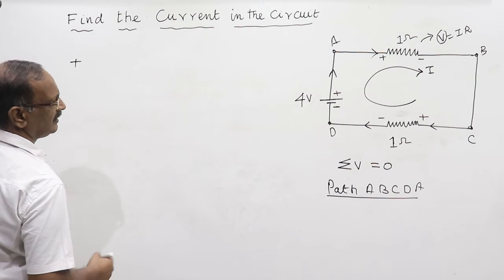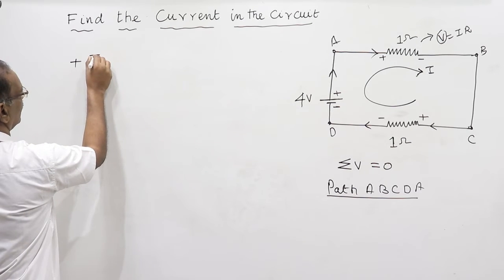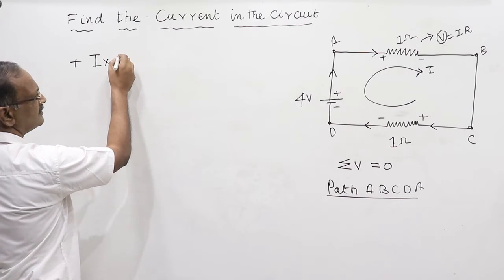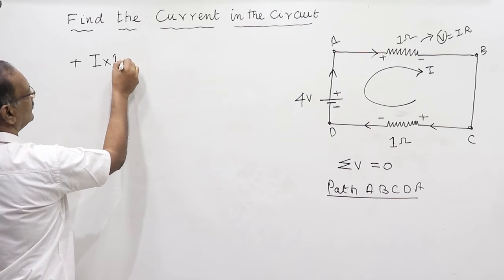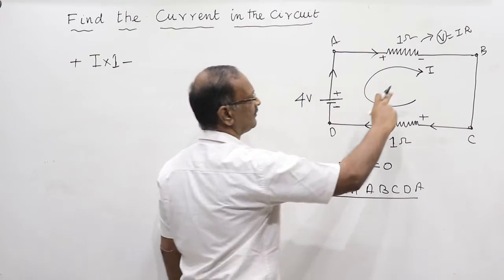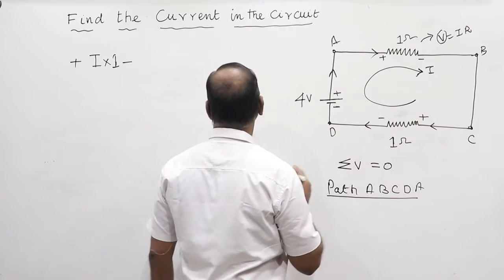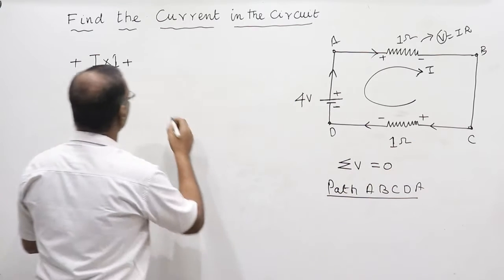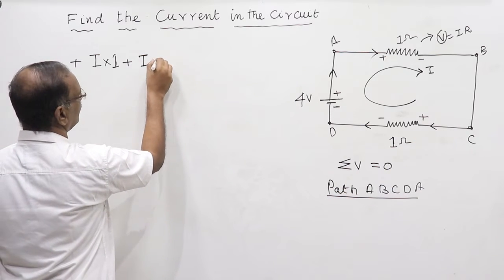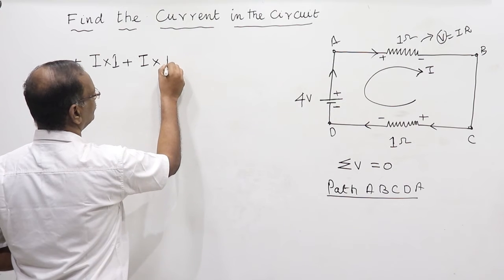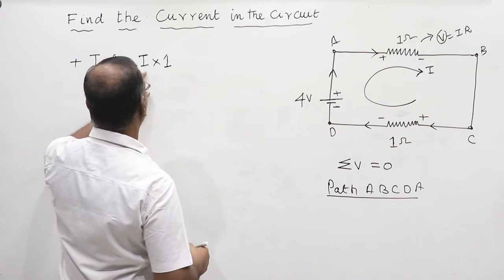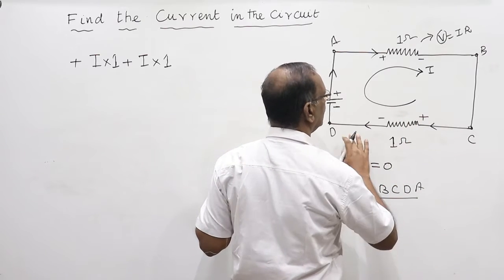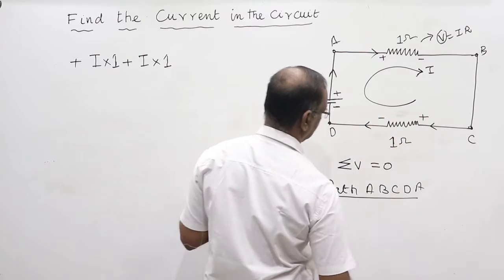What is the current? Current we do not know. Current is I, so I into R. Resistance here is equal to 1 ohm. Now again we are coming from here to here, positive to negative, so this will be a positive voltage drop. Here I we do not know, I into 1. This is I into R. Positive to negative means positive voltage. If you are going from negative to positive, it is a negative voltage.